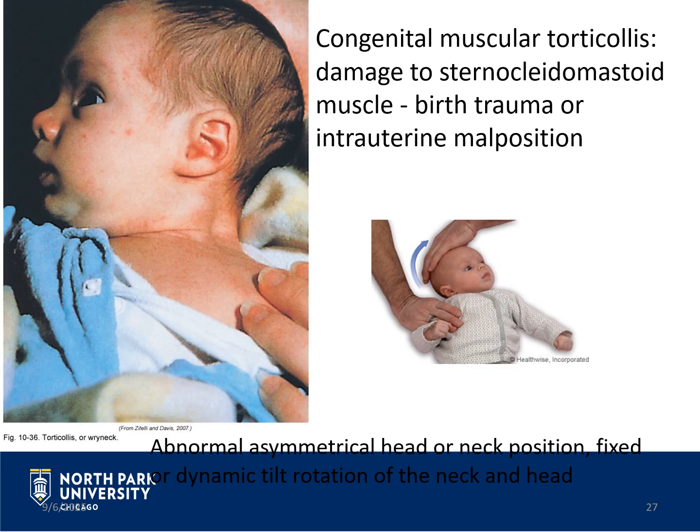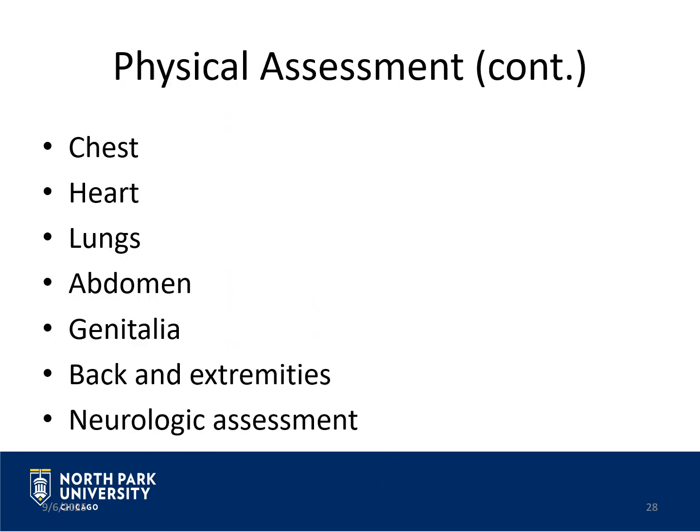And congenital muscular torticollis, it's damage to the sternocleidomastoid muscle, birth trauma, or intrauterine malposition. And so these kids have to go to physical therapy. So when we're doing a physical assessment, we're looking at these body systems. Remember, there are 13 different body systems that we're evaluating with every patient.